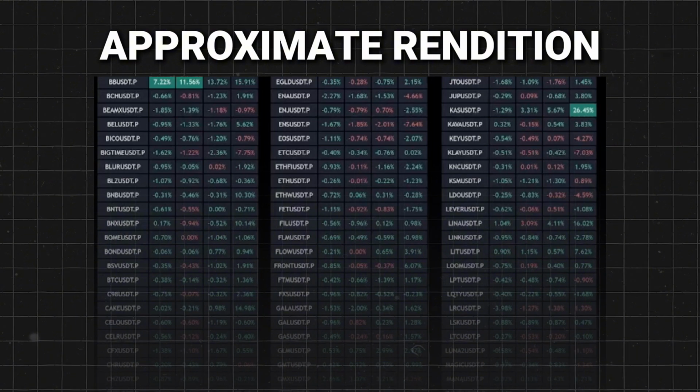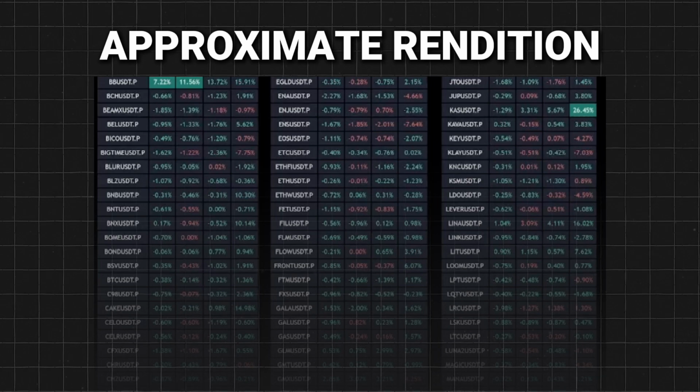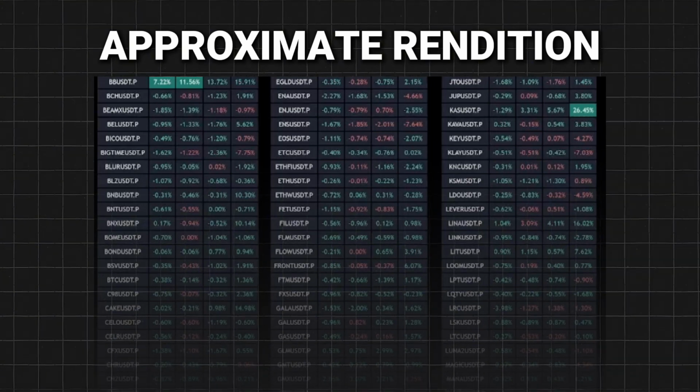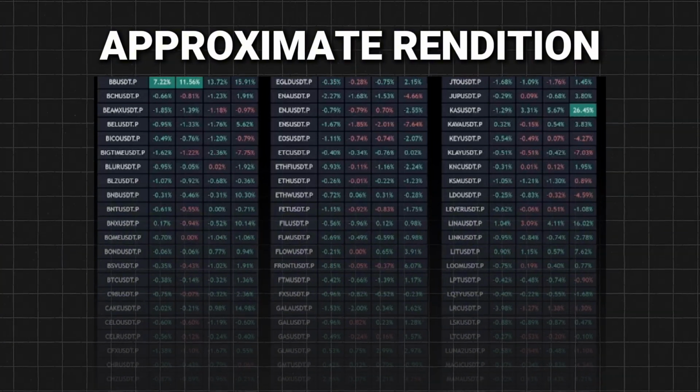So let's say a particular coin is pumping or it's dumping. Using this dashboard, you won't miss out on any coin that is moving. Because it gives you a bird's eye view, you'll be able to spot all the coins at once. So you can snipe or you can see exactly which coin is moving and by how much.